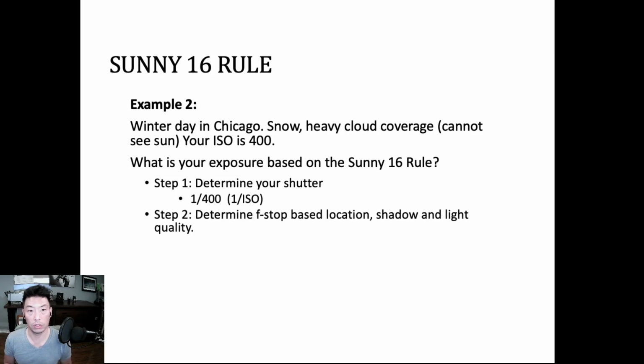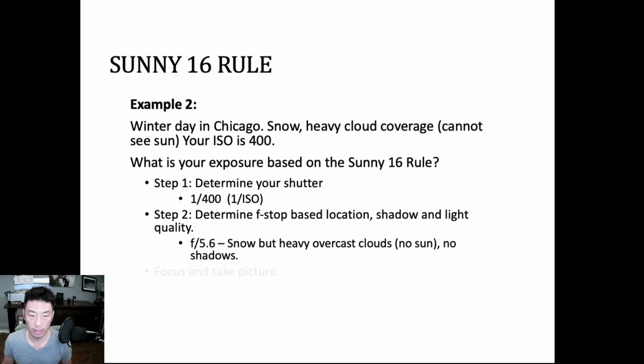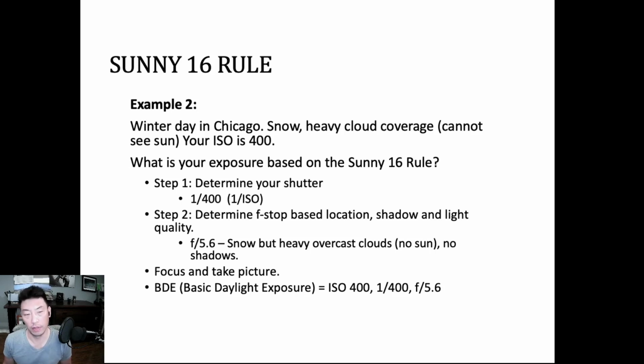Now, step 2, what is your f-stop? Based upon the clues in this example and the shadow and light. Well, it's heavy cloud coverage. You don't even see the sun. There's probably very little to no shadow in the scene. Okay? So that could be 5.6. You focus, take the picture. Okay? These are estimates of coming up with your basic daylight exposure. Of course, you take the picture, and you may have to adjust your f-stop accordingly. But these are good starting points for you. Okay? So the basic daylight exposure for this example would be ISO 400, 1 over 400 is your shutter at f5.6 f-stop.